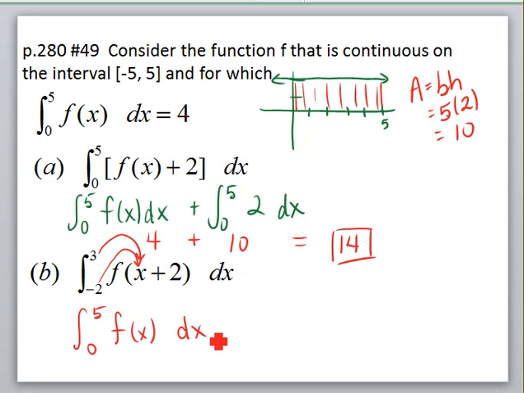So now we simply have an integral from 0 to 5 of f of x dx, which is the information I was given up top, and we know that this area is 4.